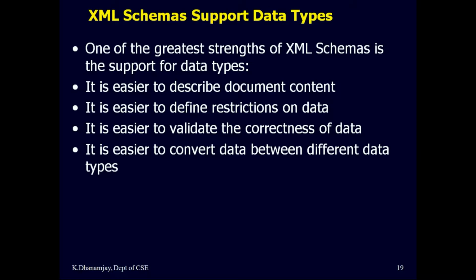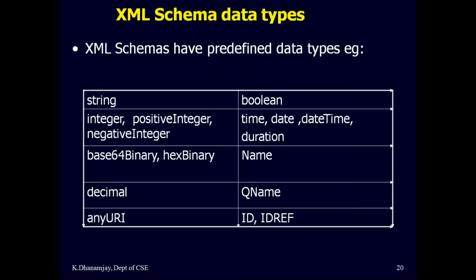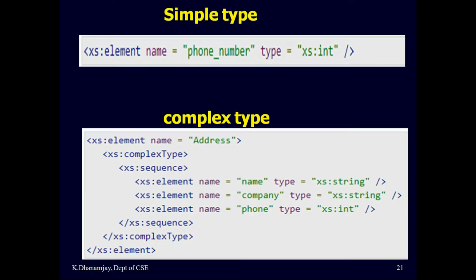So let's see what the different data types are, which are predefined. For example string, integer, positive integer, negative integer, decimal, name, date and time. Whatever data types are specified are predefined inside an XML schema. Okay, let's have a look at the simple type in XML schema. There are two kinds of types in XML schema, and you can define XML schema elements in the following ways: a simple type and a complex type.